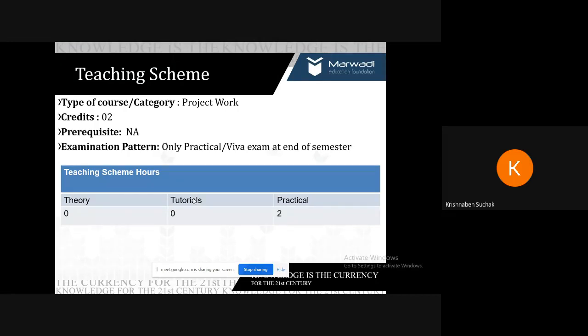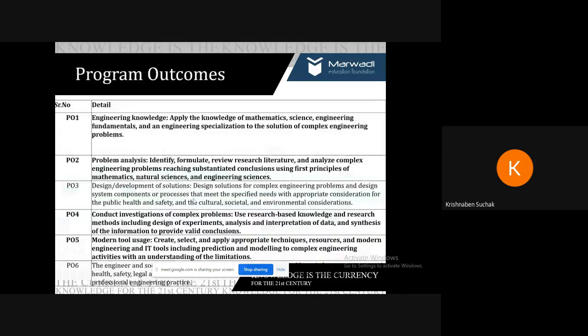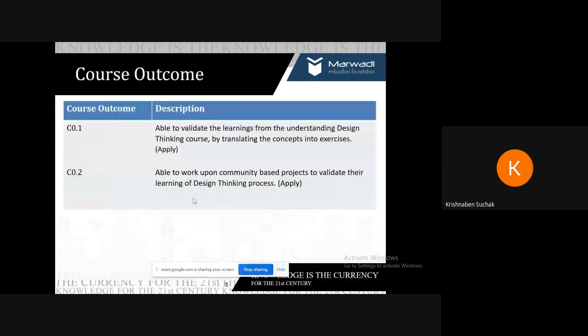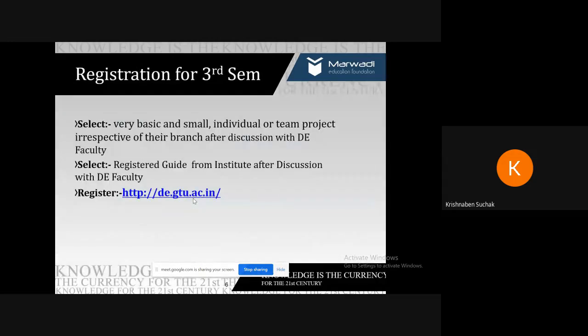The examination pattern is that you are not going to attend a theory exam; you will have a practical viva at the end of the semester. We discussed PO1 up to PO12, and CO1 and CO2 in orientation. So let us move forward.